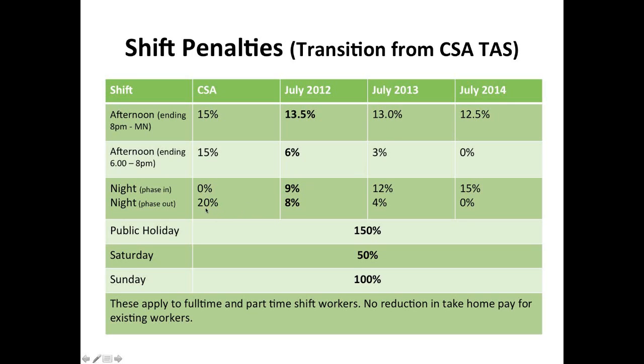Night shift, as we said, was a 20% loading, however it's only 15% in the modern award. So what we're seeing as of July last year was that 15% phasing in, but that 20% phasing out. So the modern award phasing in is currently at 9% and from July this year will go to 12%. The night shift 20% will go down to an 8% and then from July this year will go down to 4%. So as of July this year you can see you'll be applying a 16% loading. From July next year it will be a 15% loading in line with the modern award only. Public holidays, Saturdays and Sunday continue to be the same in Tasmania as they've always been under the modern award.